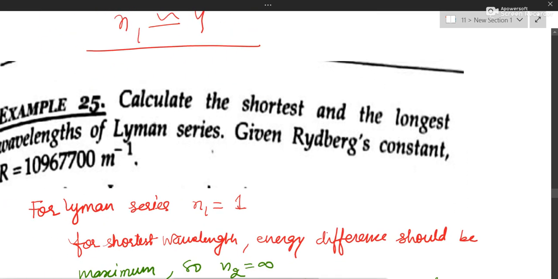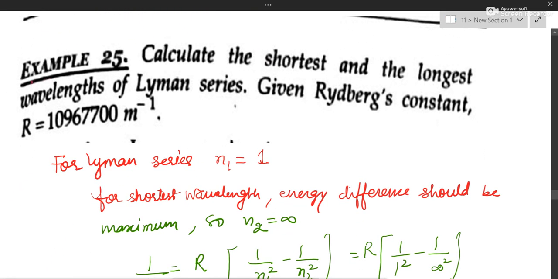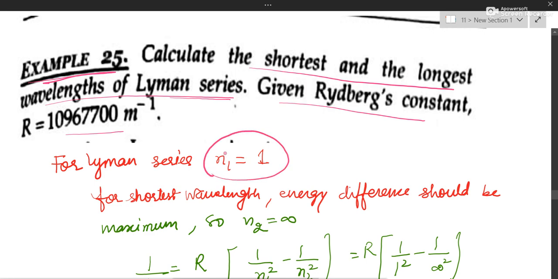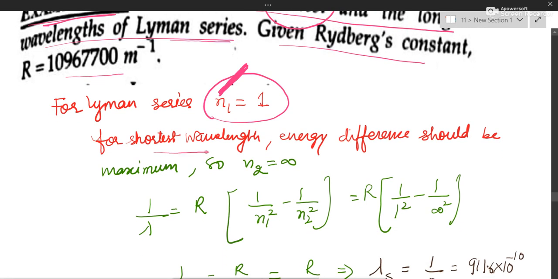Okay, getting to the next question. Example number 25. Calculate the shortest and the longest wavelength of the Lyman series. The Rydberg constant is given. For the Lyman series, you are landing at N1 equal to 1. N1 is fixed as 1. So the shortest wavelength will be obtained when the energy is maximum. For maximum energy, what is N2? Infinite. So for the shortest wavelength the energy difference should be maximum, so N2 has to be infinite.